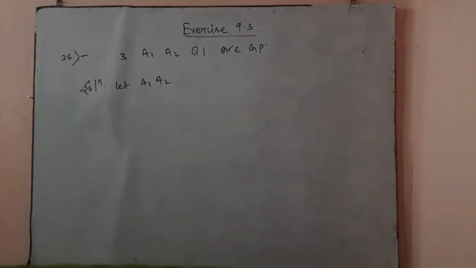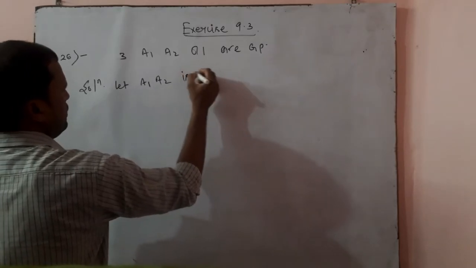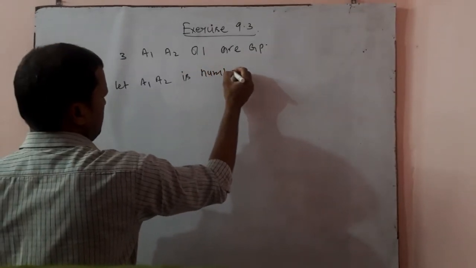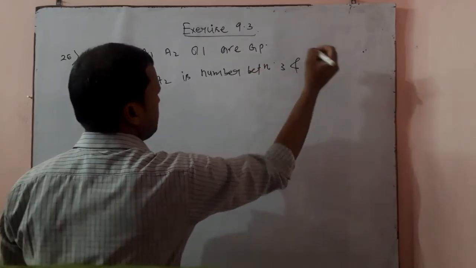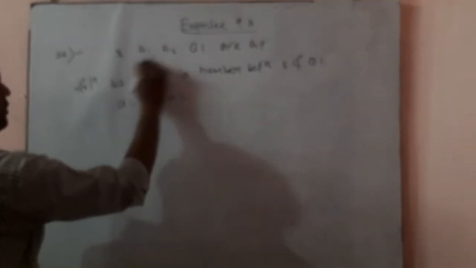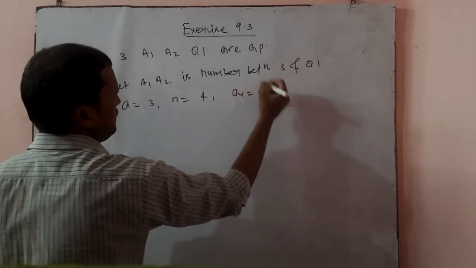So let A1, A2 be the numbers between 3 and 81. Now A equal to 3 and the fourth term A4 equal to 81.